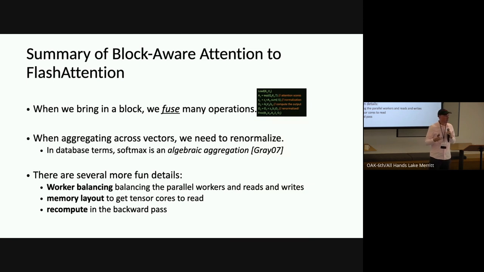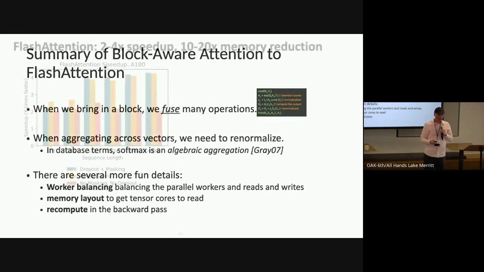And there are a couple more fun details. Flash Attention 2 does a better job in worker balancing. There's a ton of little parallel workers. How do you keep them all busy the same amount? You have to get the memory layout right to feed into the tensor cores, and you have to do this trick called recomputation. Sometimes it's faster to just recompute something rather than to store and write it to memory. That's an easy back-of-the-envelope calculation that you can do because these devices are very predictable. It's not like the internet, they're inside and it's all silicon.